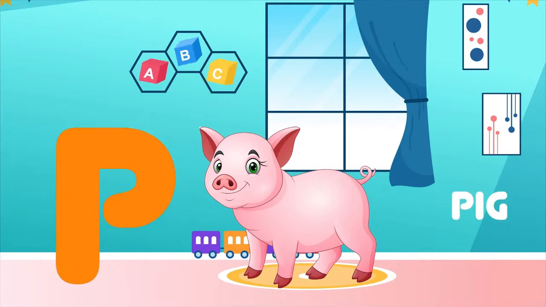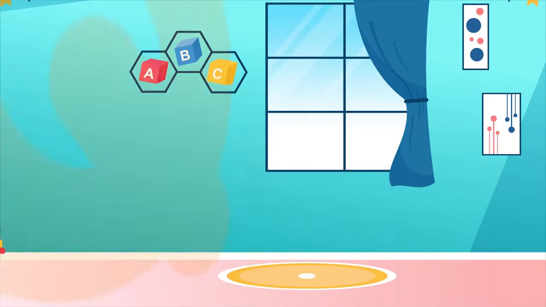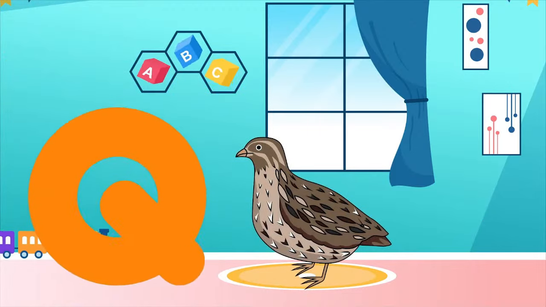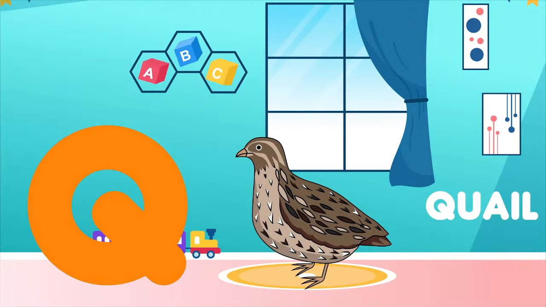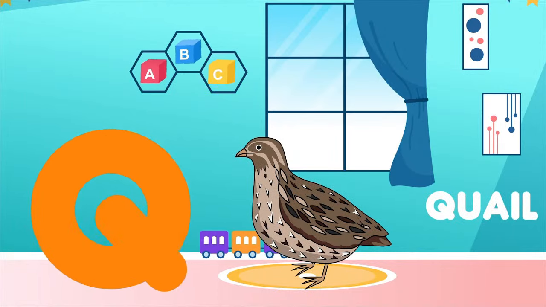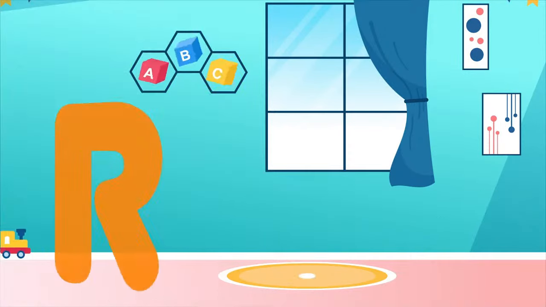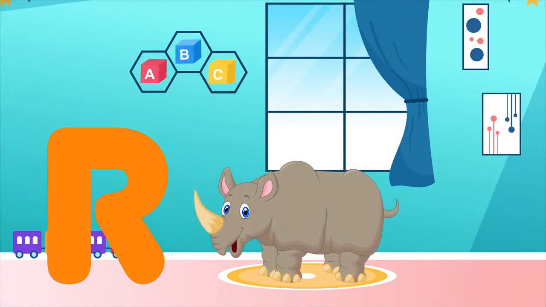Pig. P, pig. Q is for quail. Quail. Q, quail. R is for rhino. Rhino.